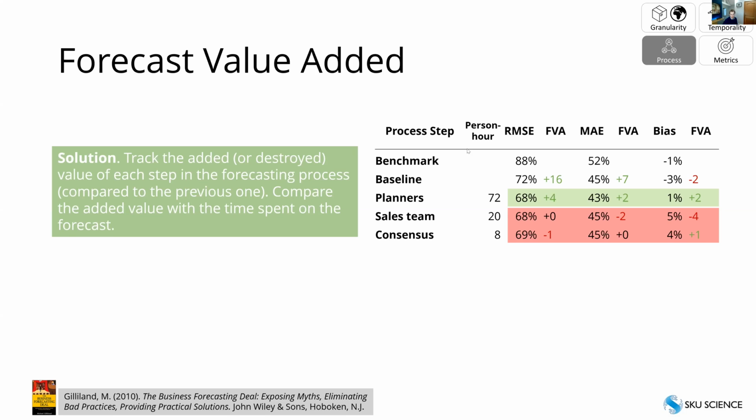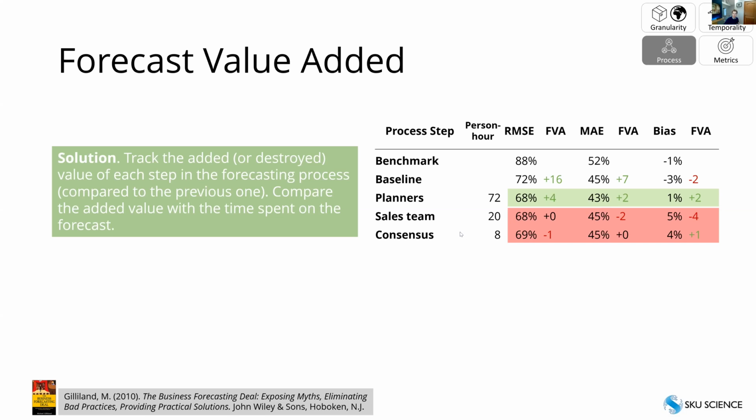So for example, here, we start with a benchmark and say, okay, the benchmark achieved a mean absolute error of 52%. Then we have the baseline forecast. Typically, that would be the forecast engine. And this created value because it reduced the mean absolute error from 52% to 45%. So you say, great, we have a good forecasting tool that created some accuracy, it delivered value, right? Then you have the demand planners, they spend 72 hours and they definitely, again, reduced the forecast error. So they did a great job.